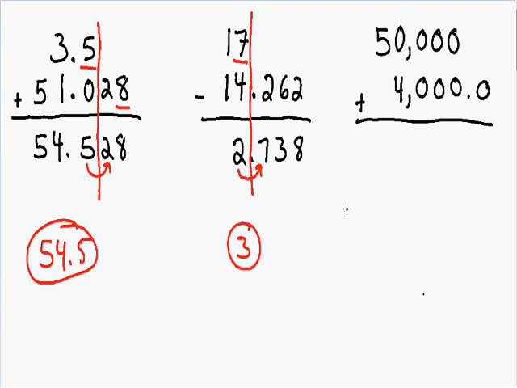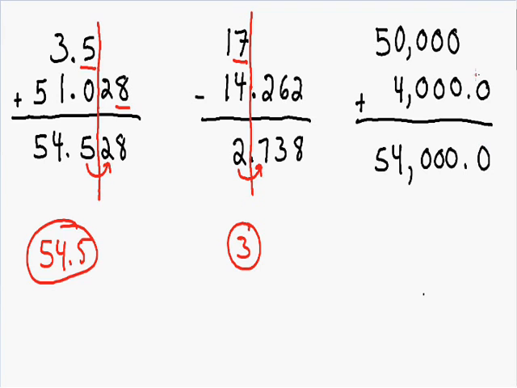So now let's move on to our last example. This type of problem seems to make a lot of students angry, and it made me angry as well before I understood why we really need to use significant figures. So let's get started. We have 50,000 plus 4,000.0. And if we do the math and we add these numbers together, we get a final answer of 54,000.0.